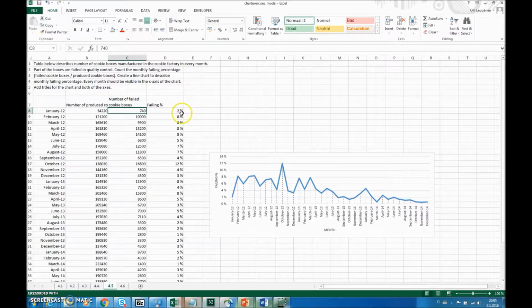First of all, you should count the failing percentage here. So out of the total number of each month, what percentage of the cookie boxes failed. And then draw the chart of the failing percent each month. So here we can see that the failing percent goes lower and lower as time goes by.